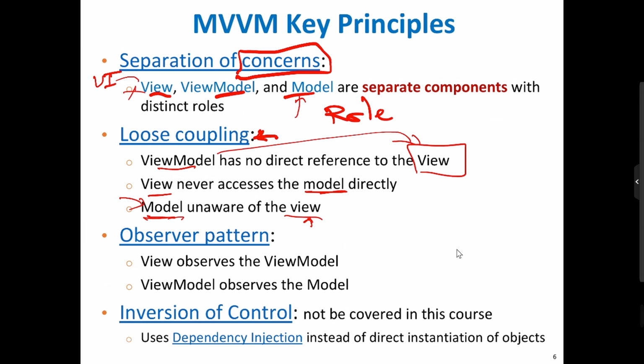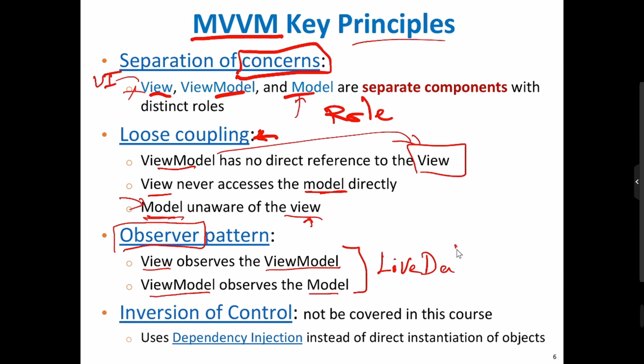principle. The other principle is that MVVM heavily uses the observer pattern, which means the view observes the view model. Whenever there is a change in the data stored in the view model, the view model notifies the view of the changes, and the view model observes the model. This is done in Android thanks to a very powerful class called LiveData that I will explain shortly.